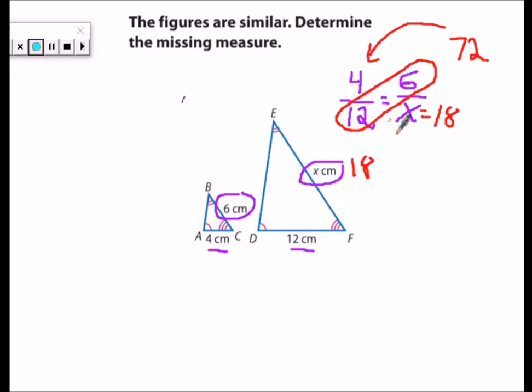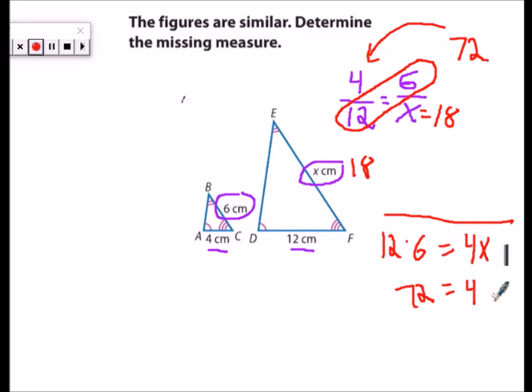You will also learn to do it this way. I'm going to do it on this side right here. It's more algebraic. 12 times 6 equals 4 times x, or 4x. We started talking about it today like that, and I told you not to worry about it if you don't get it right away, but later you will. 12 times 6 is 72, and 72 equals 4x. That means 4 times whatever x is.